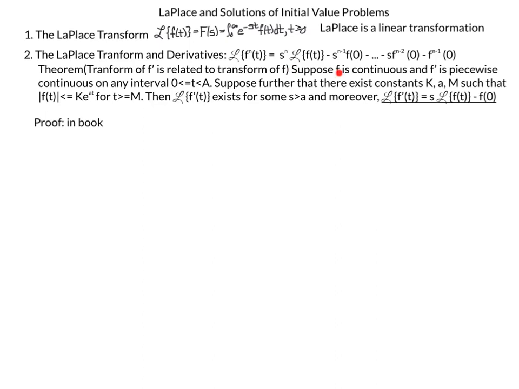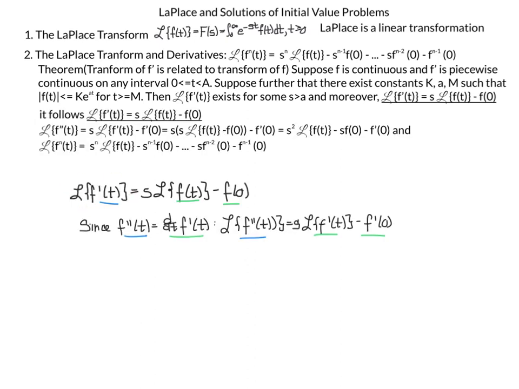In particular, if f is continuous and f prime is piecewise continuous on an interval from 0 to a, suppose further there exist constants k, a, and m such that the absolute value of f of t is less than or equal to k e to the at for t greater than or equal to m. Then the Laplace transform of the derivative of f of t exists for some s greater than a, and moreover the Laplace transform of the derivative of f of t is equal to s times the Laplace transform of f of t minus f naught. The proof is in the book, and I will not be covering it.